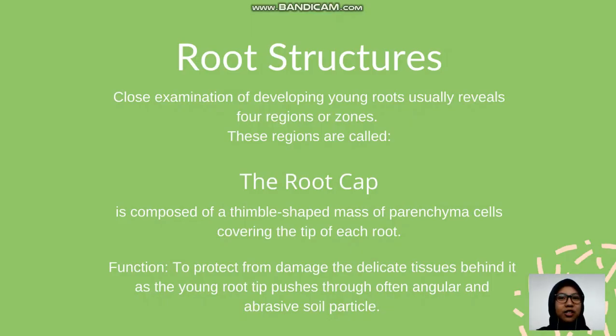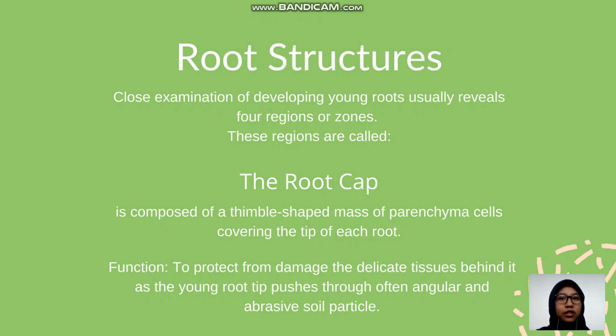And how about root structure? Close examination of developing young roots usually reveals four regions or zones. The first is the root cap, the second is the region of cell division, the third is the region of elongation, and the fourth is the region of maturation.